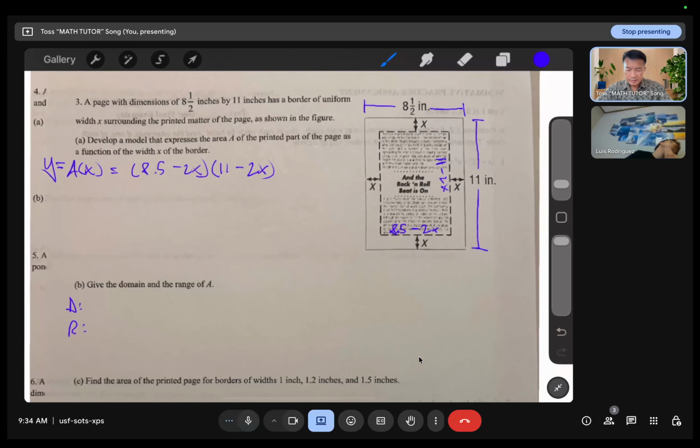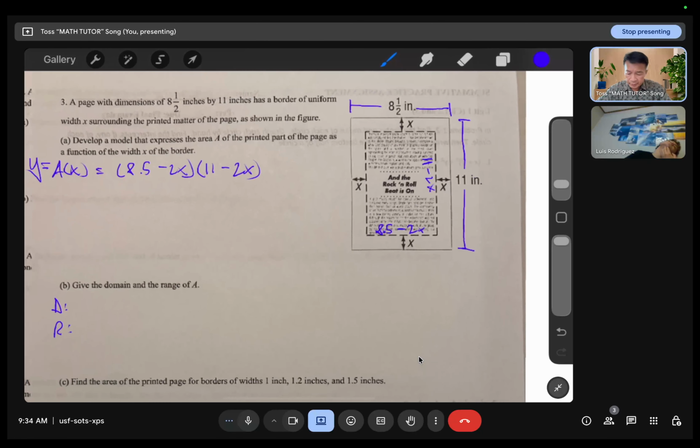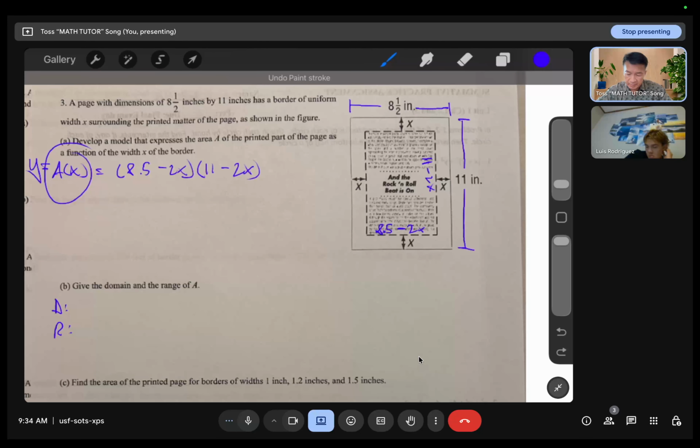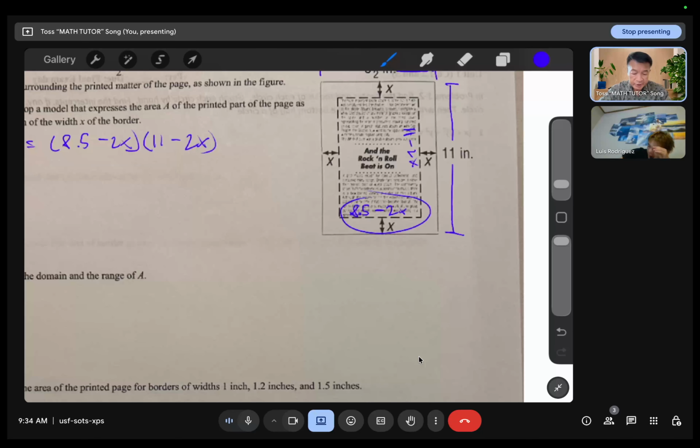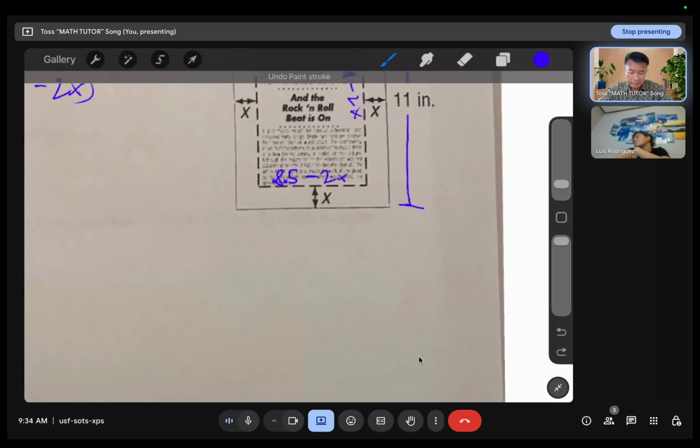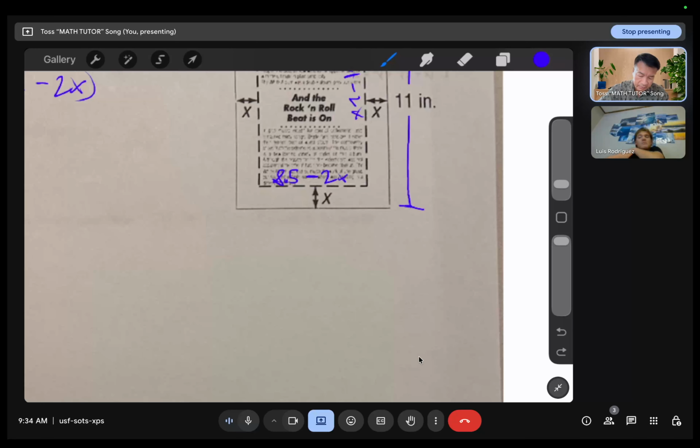Now, how does it work? They're talking about one function only, okay? So it says A. That means you only get one domain, but you have to pick one. How do you pick it? You have to pick the smaller one, and I'll explain why. And then how do you write it? You write it like this. You can write it different ways.